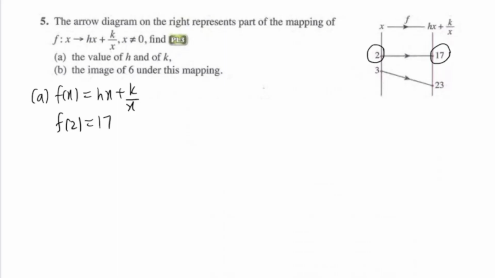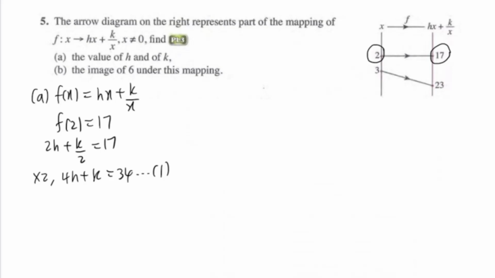Correct? Now in this case, when I sub in h2 plus k over 2, can I not write h2? We know it's h times 2, which is 2h, plus k over 2 equals 17. Right? So what I need to do is to simplify this. Maybe I multiply by 2 to get rid of the fraction, because I know a lot of people don't like fractions. Yep, so I just multiply by 2, get rid of it.